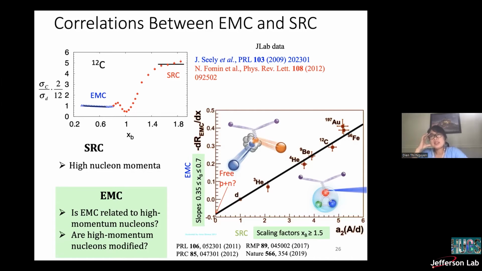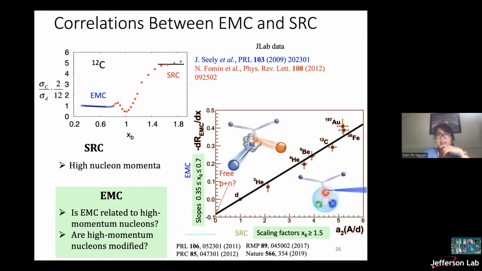But for this topic, because we're talking about short-range correlation, I just want to show you one of the models that tried to connect the EMC effect and the SRC. So now we think about it a little bit slower in the picture we have learned so far, right? So for example, yes.